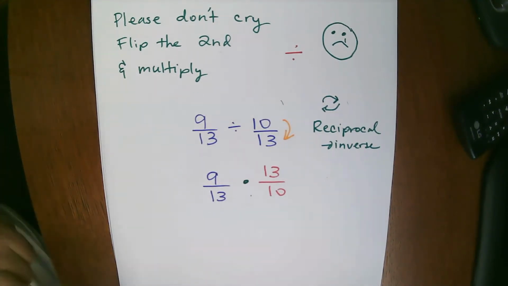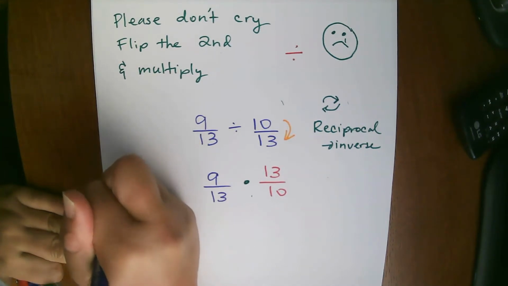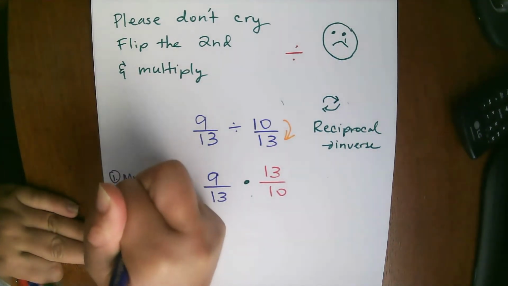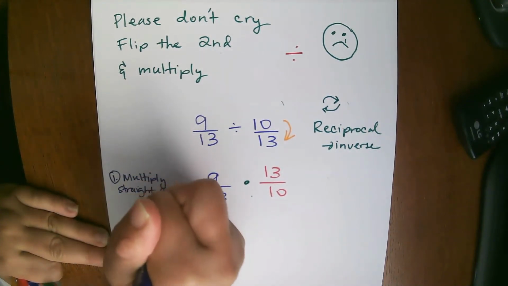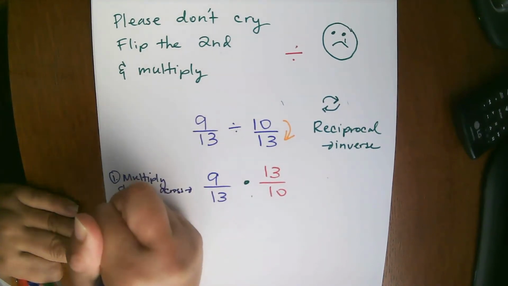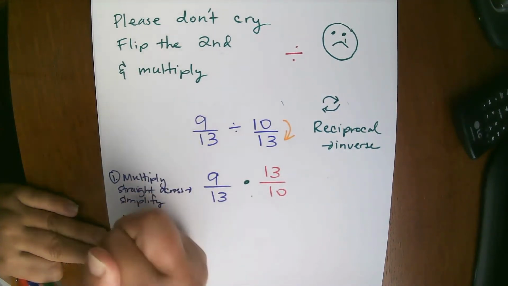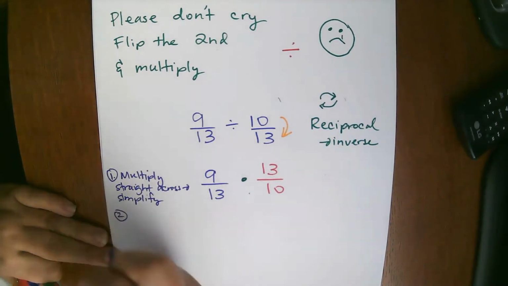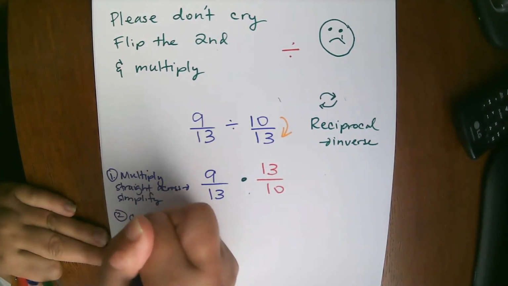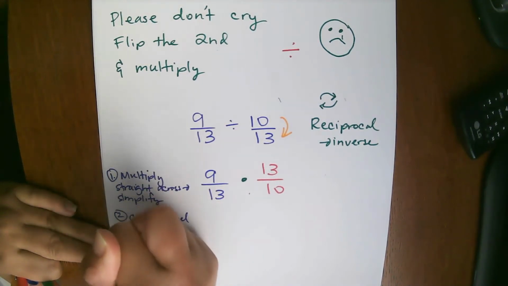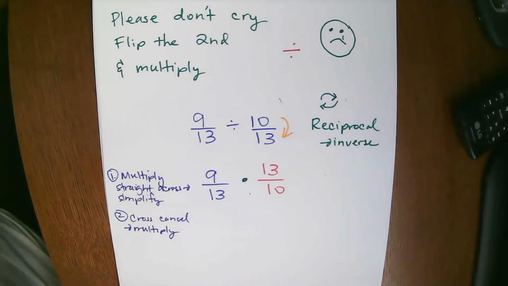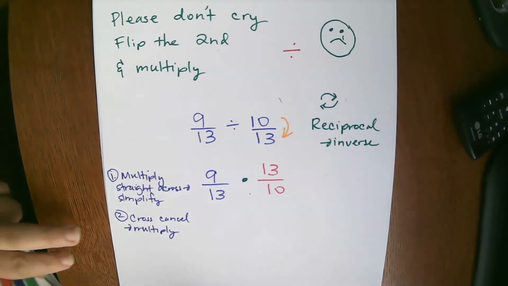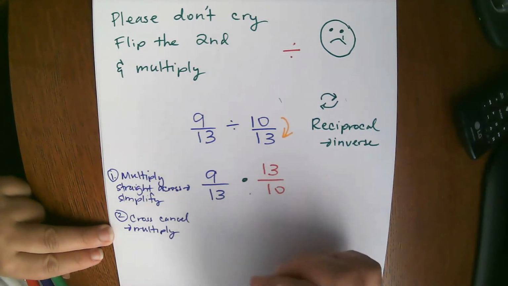Okay, so at this point, your next step is you can do one of two things. You can, just like we talked about in the multiplication video, multiply straight across, and then simplify, or cross cancel and then multiply. And of course simplify if you need to. So in this case, I don't want some big old number at the end that I'm going to have to simplify, so I'm going to try to cross cancel.